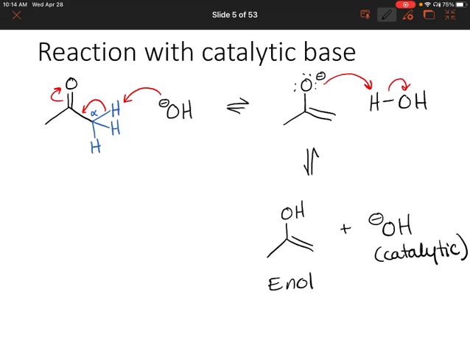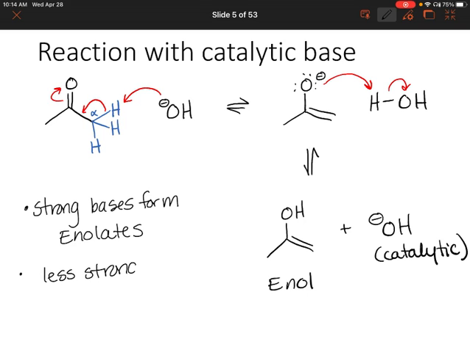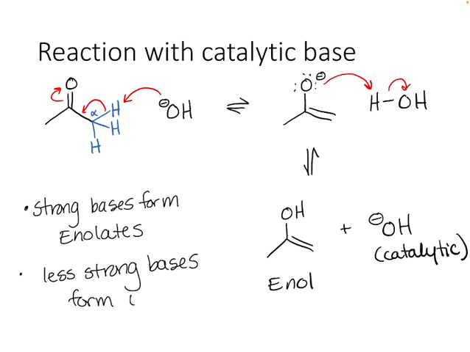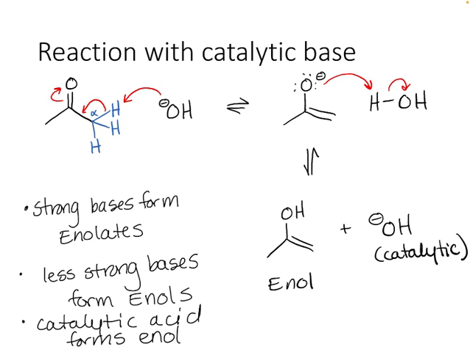Okay, so let's just summarize, because we talked about strong bases, and now we're talking about catalytic bases. So strong bases, we said, will form enolates. Less strong bases, so catalytic bases, will form enols. And then we also said that catalytic acid forms enols.